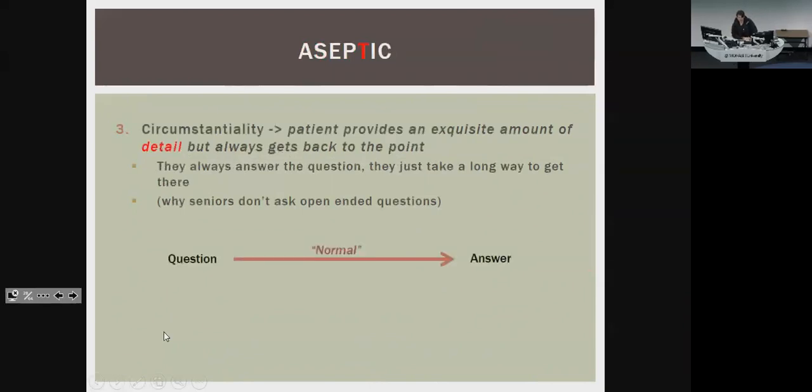Okay, so question. Mr. Smith, tell me when your chest pain started. And Mr. Smith says, my chest pain started at 6 a.m. this morning. Question to answer, direct, okay?